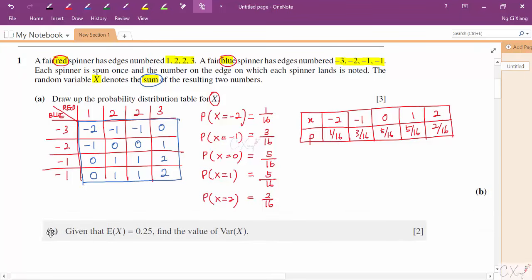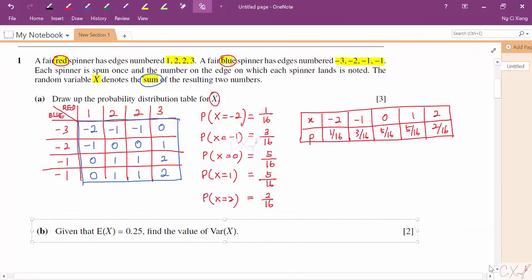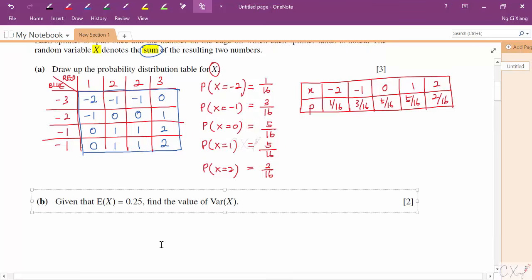Okay, so for part B, they give us the value for the mean, the expected value, which is 0.25, and they want us to calculate the value for Var(X). Before we calculate Var(X), I will first calculate the expected value for X squared, E(X^2). To calculate E(X^2), you square the value of x, then multiply it with the probability.